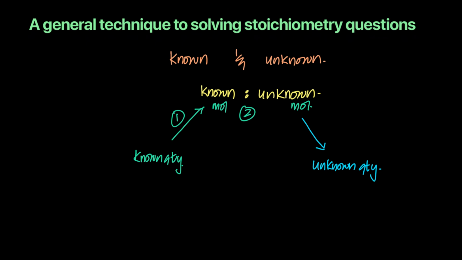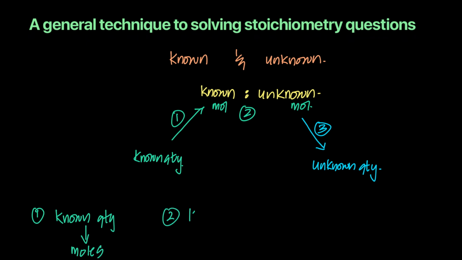Literally 3 steps. That's what it takes. Step number 1 is basically the known, whatever quantity of the known you're given, let's say mass, and later on we'll have volume of gases, we'll also have concentration of solution. Your job in step 1 is to take the known quantity and convert it into moles.